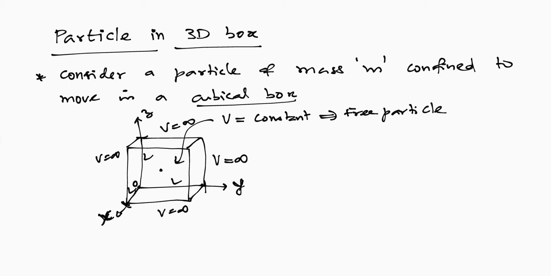What does it mean? It means there is no external force, electrical force or magnetic force, acting on the particle. The particle is absolutely free. So the potential energy of the particle is constant inside the box, and since it is a constant, you can also assume that as zero. Potential energy is zero.